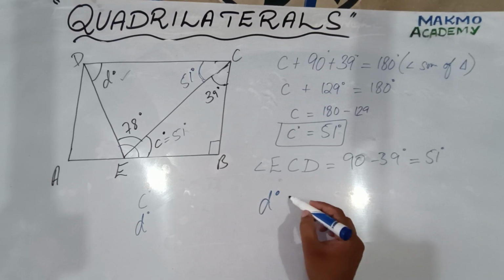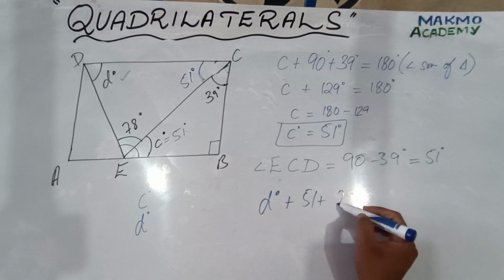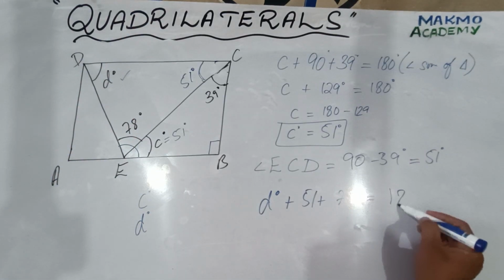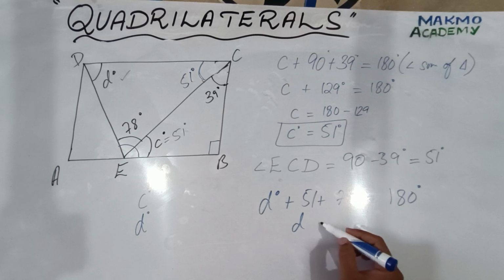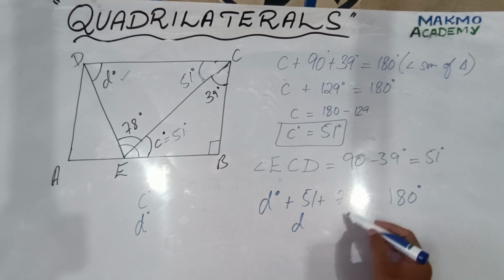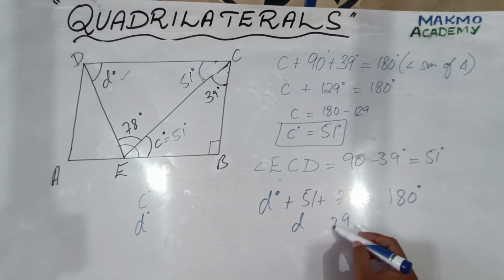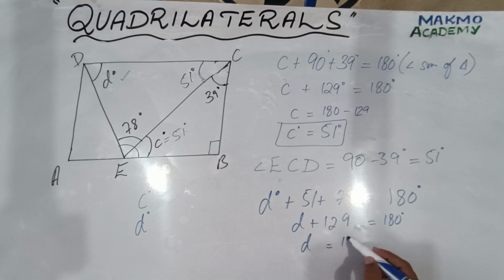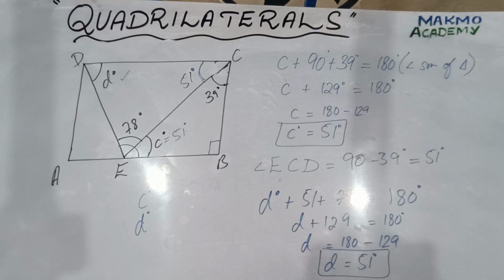Now we are applying this property: D plus 51 plus 78, because they are all in a triangle, is equal to 180. So now let's add them. 51 plus 78 is 129. 129 plus D is equal to 180, and D is equal to 180 minus 129. So D is equal to 51 degrees. So this is how we can find the size of an unknown angle.